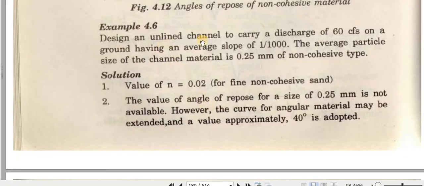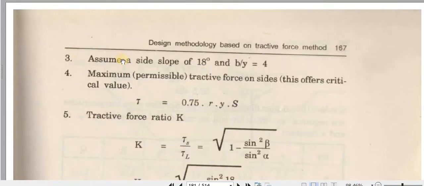Now, design an unlined channel to carry a discharge of 60 cubic on a ground having an average slope of this. The average particle size of the channel material is this, and it is non-cohesive type. The value of n is 0.02 for non-cohesive sand, and the value of the angle of repose for a size of 0.25 mm is not available here, but it will be assumed as 40 degrees for non-cohesive soil. And assume the side slope angle and B over Y. We have to assume B over Y.